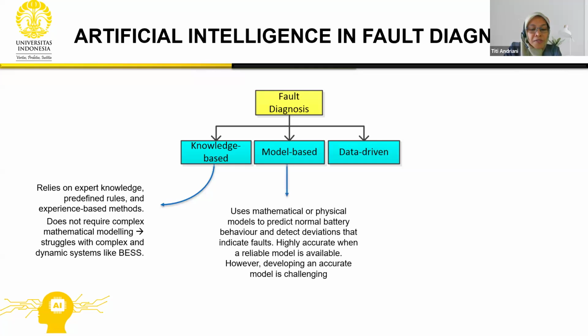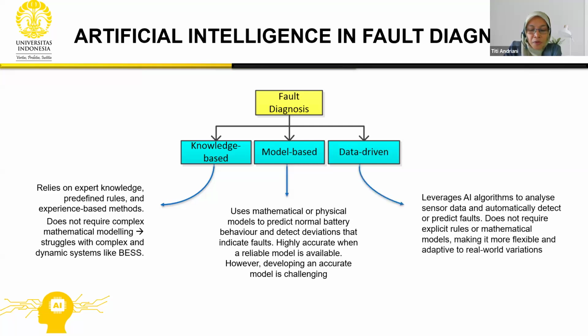Model-based fault diagnosis uses mathematical or physical models to predict normal battery behavior and detect deviations that indicate faults. This method provides a structured way to interpret faults and their causes, making it highly accurate when a reliable model is available. However, developing an accurate model is challenging due to the complexity and variability of BESS, making it difficult to generalize across different conditions and real-world applications.